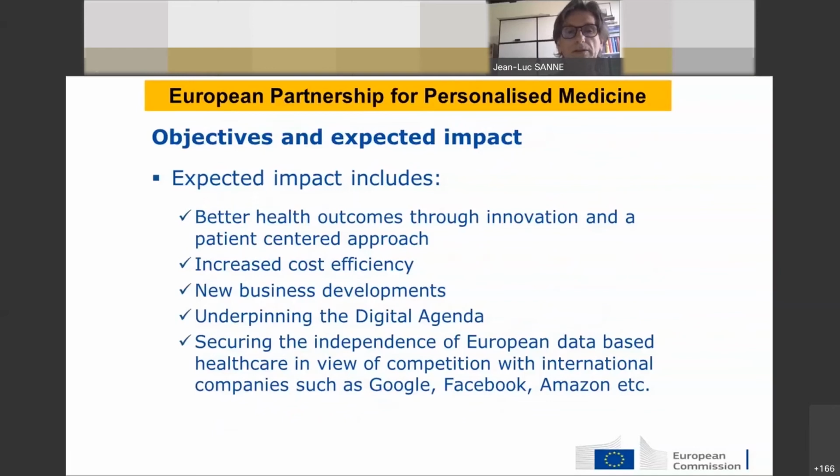Objectives expected are better outcomes for patients through innovation, increased cost efficiency, new business development, underpinning the digital agenda, and also securing the independence of European data-based healthcare in view of international competition.